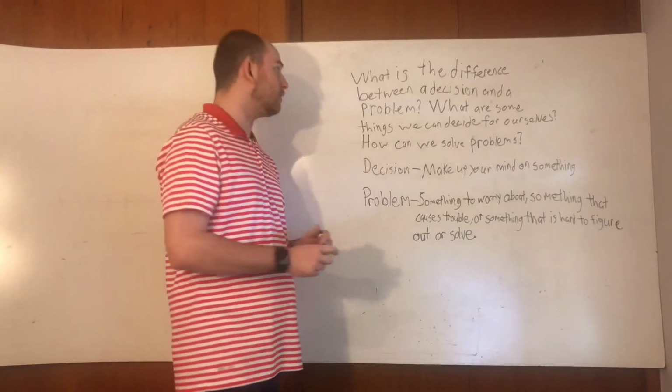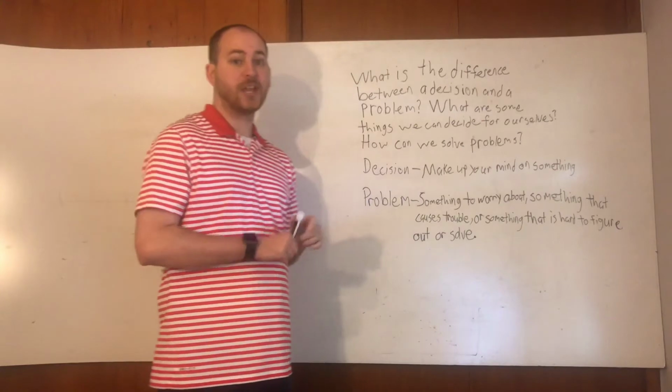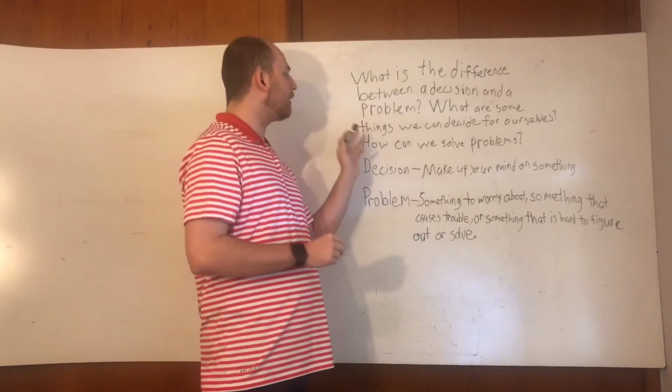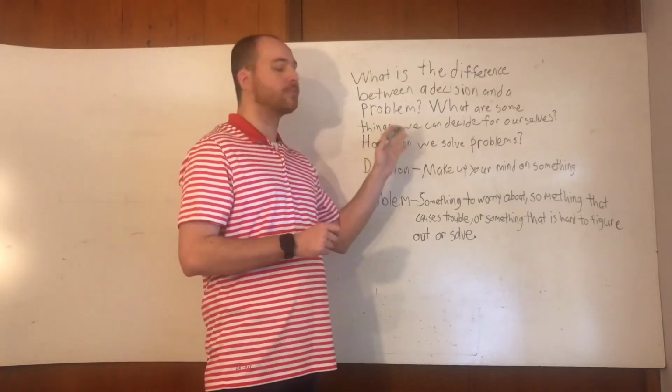The first essential question is, what is the difference between a decision and a problem? The second essential question is, what are some things that we can decide for ourselves? And lastly, how can we solve problems?